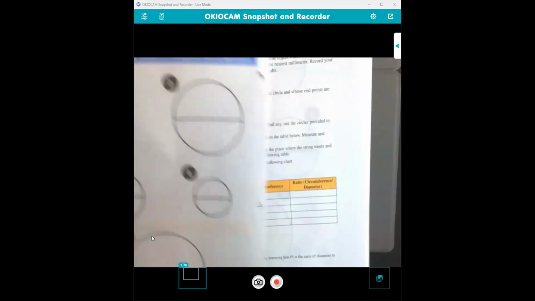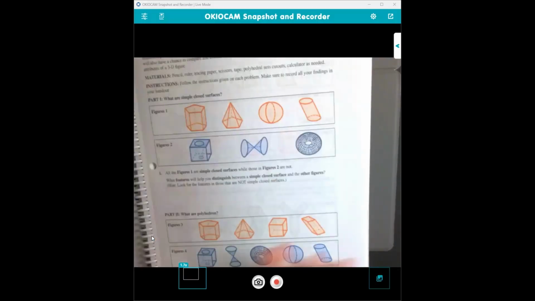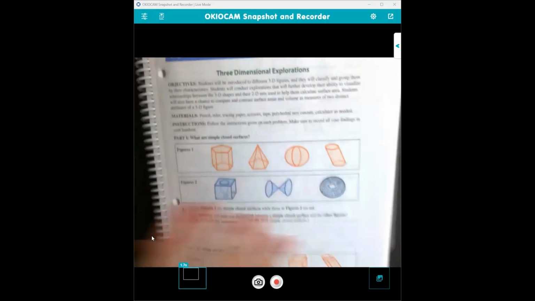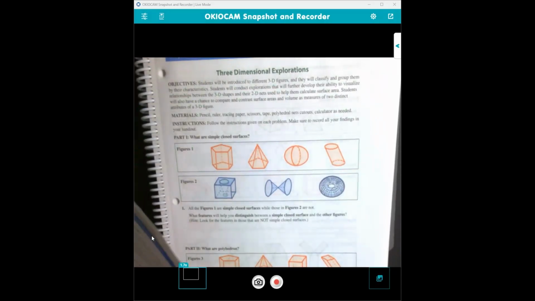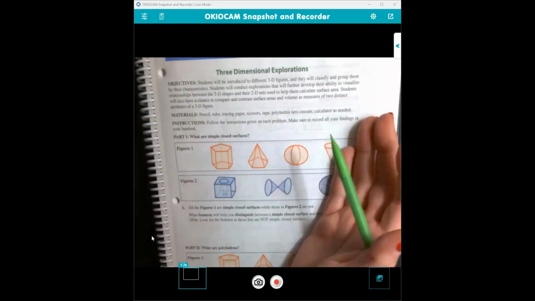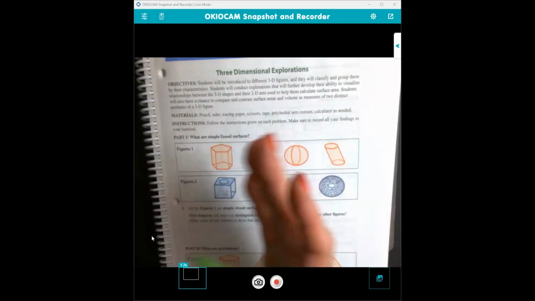Okay, and then we have three-dimensional explorations. Now, please be aware that I will require you to use correct vocabulary and to be able to find surface area, total surface area, lateral surface area, and volume. I'm going to ask you to be able to find those. Not only that, I'm also going to ask you to classify each one of these figures.